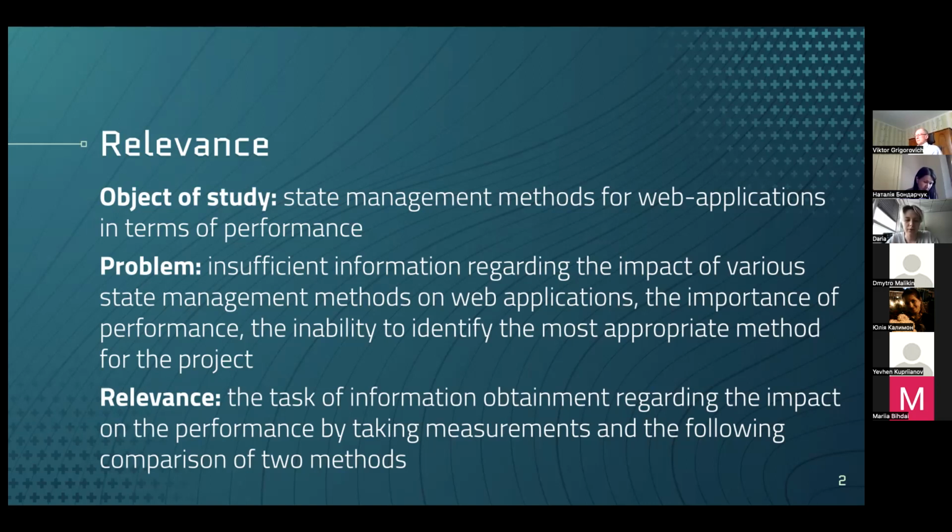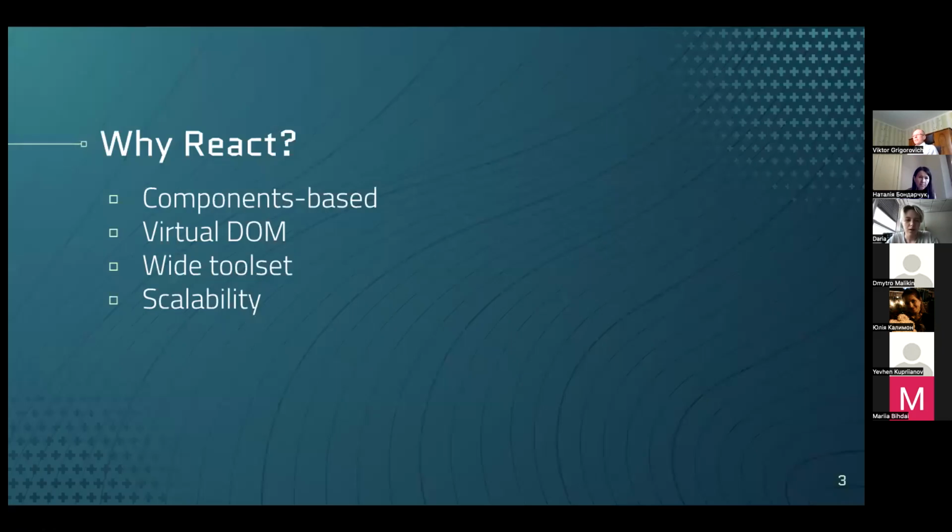The goal of this study is to compare Redux and React hooks methods for state management in React single-page applications and provide further recommendations based on the obtained results. React library was chosen for the study. It is a declarative component-based library and one of the most flexible libraries for user interface creation.